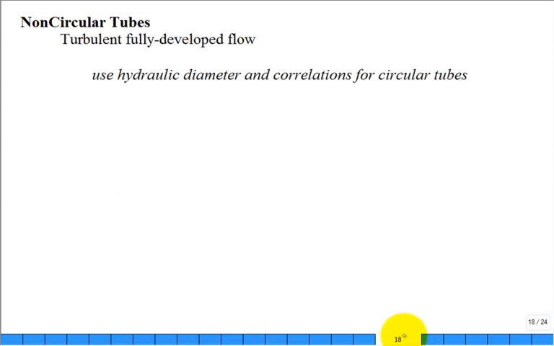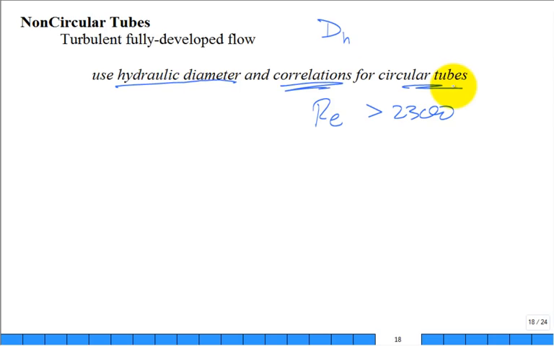What happens if you use the D sub h, you calculate the Reynolds number, and it's above 2300? I can't use those. It's not laminar. I have to use turbulent. So basically, use the hydraulic diameter and use the correlations based on a circular tube. Okay? Use the Dittus-Boelter with a hydraulic diameter.